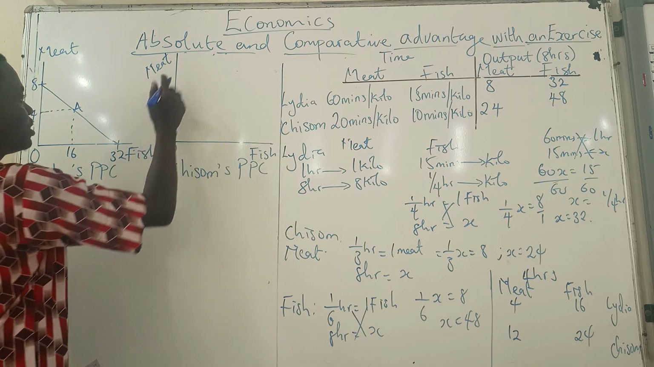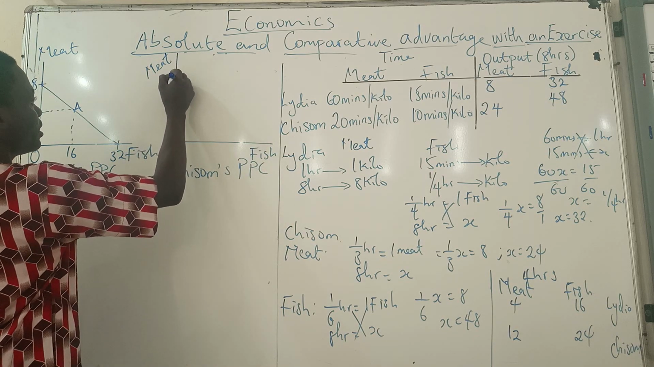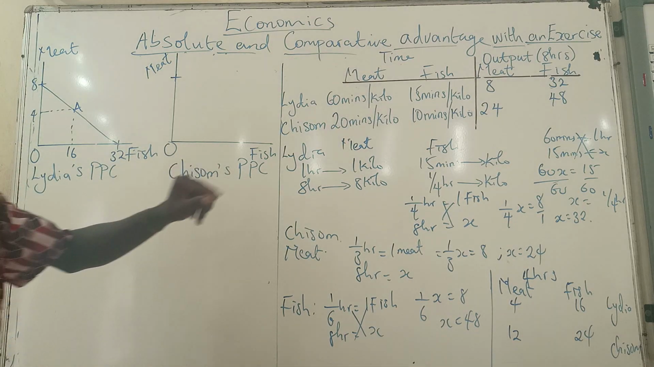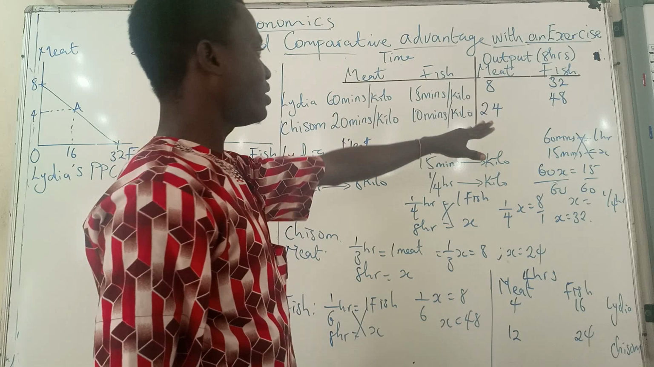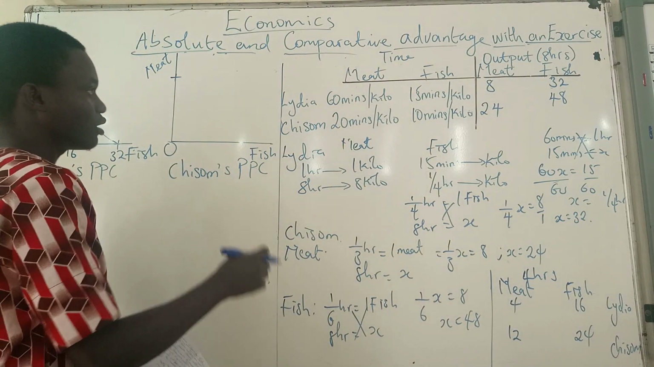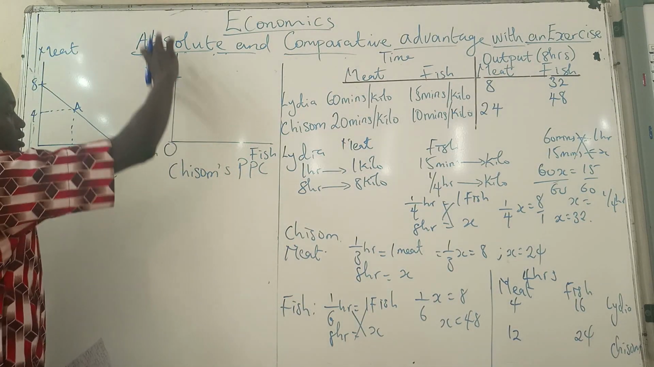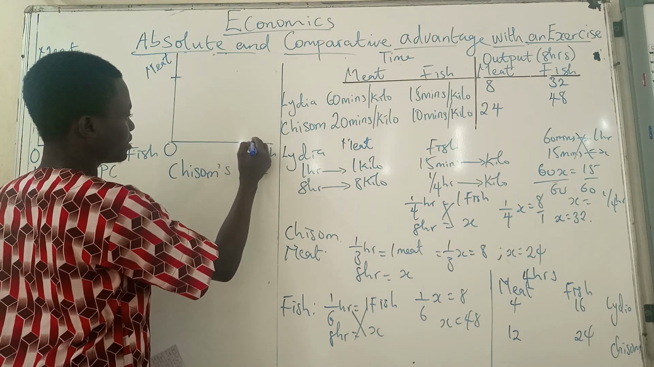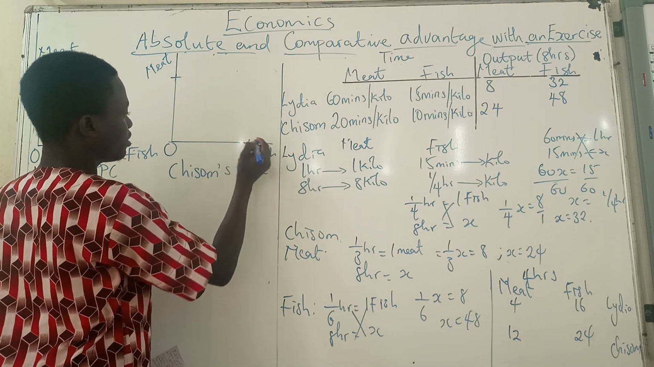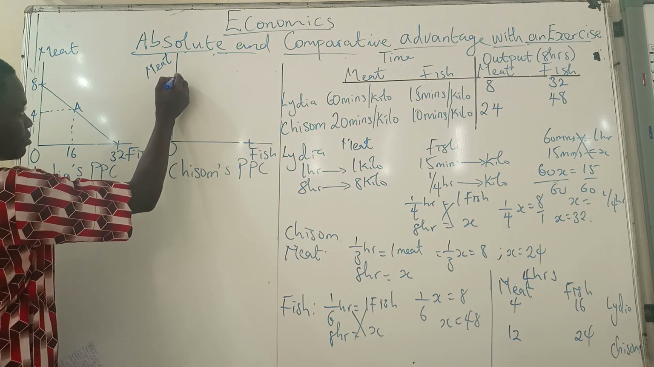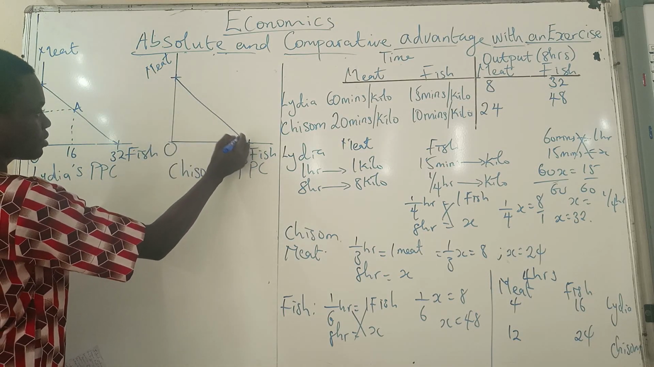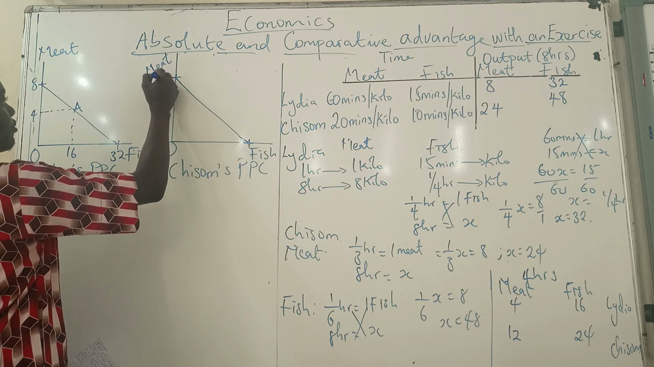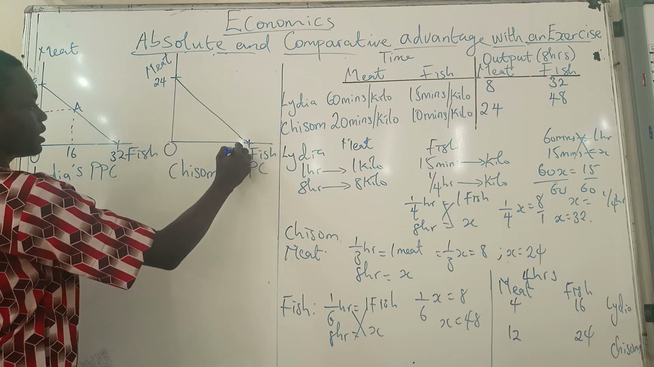meat. So we trace meat, let's say 24 is here, and then if Chisom decides to produce only fish, so we are going to be having nothing of meat, nothing on this axis, then 48 of fish. So let me say 48 is here. Remember that we are not plotting this to scale. So you have something like this. Don't mind my diagram. So here we'll be having 24, and here we'll be having 48.